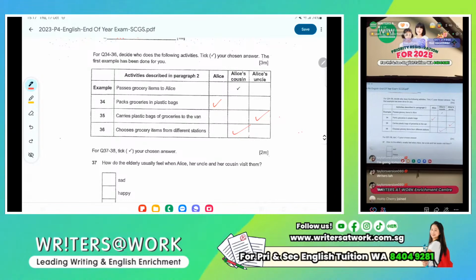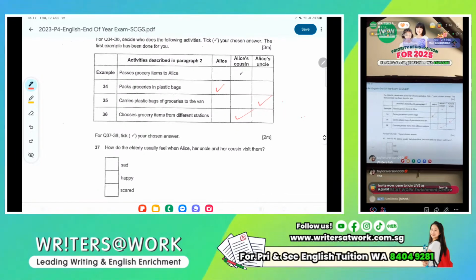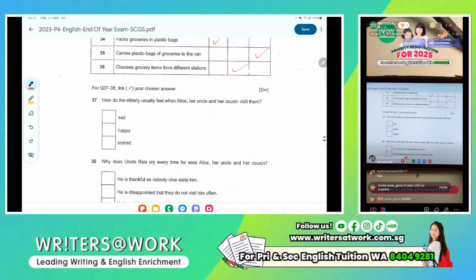Okay, let's see. Alice, uncle, cousin. Let's go on. Question 37. How do the elderly usually feel when Alice, her uncle, and her cousin visit them? Right.